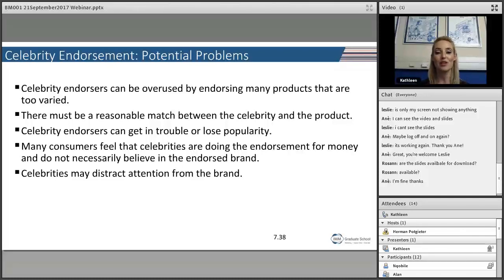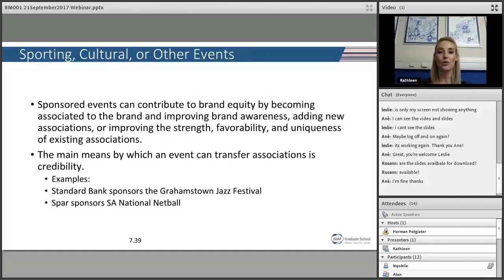Many consumers feel that celebrities are only doing endorsements for the money. So the endorsement must be believable, that the celebrity would honestly support and use this particular brand. And finally, like we said, the creative side or the celebrity endorser should not detract from our brand. We don't want our ad to be focusing on the celebrity. We want the ad to be focusing on our brand, and the celebrity is just there to enhance that overall image.